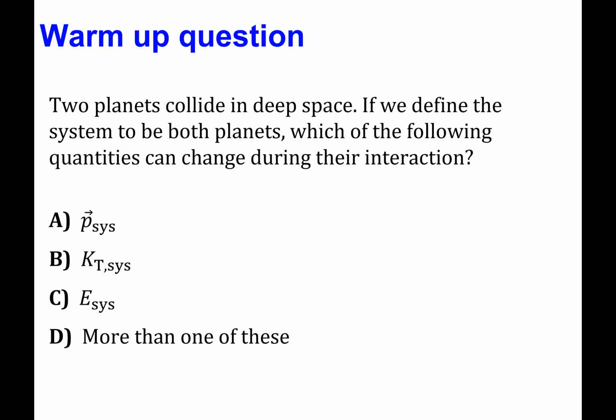So let's look at this warm-up question before we get going. Two planets collide in deep space. If we define the system to be both planets, that's both planets together, which of the following quantities can change during the interaction? The momentum of the system, the translational kinetic energy of the system, the total energy of the system, or more than one of these, possibly. So just take a moment and think these over, and we'll be right back to discuss them.